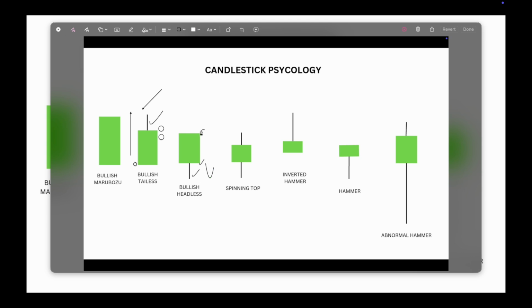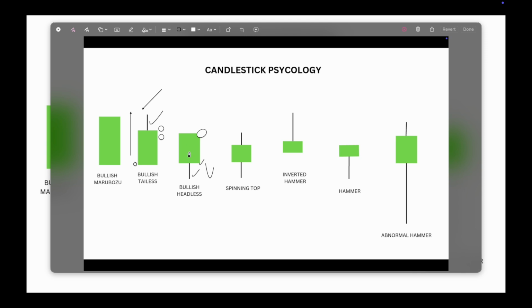So understand the psychology of that candle. It opened, went all the way down and closed at the top, which is why this is bullish. There is no upper wick, you see that? So this is the bullish headless candle.